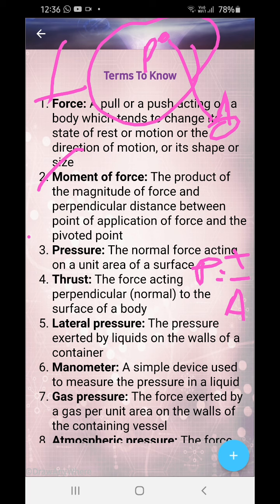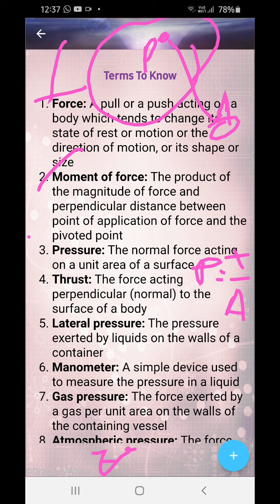Now what is lateral pressure? The pressure exerted by liquids on the walls of a container. Suppose you are keeping water in a glass, and the water is exerting pressure at all points of the glass. That's why when you poke the glass, water comes out with great force, because it is always exerting pressure. So manometer: a simple device used to measure the pressure of the liquid.